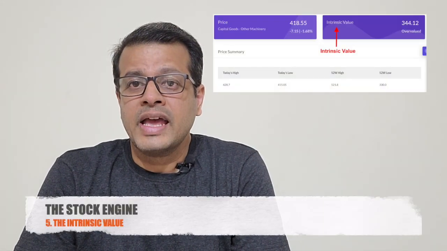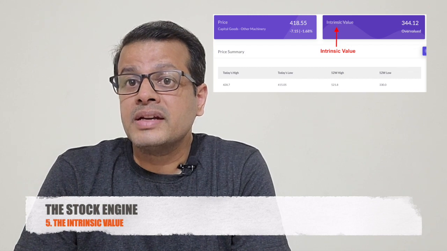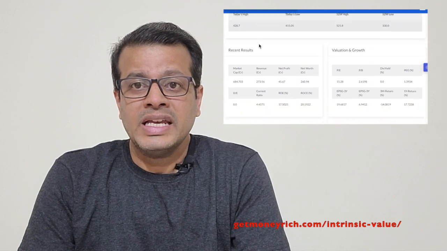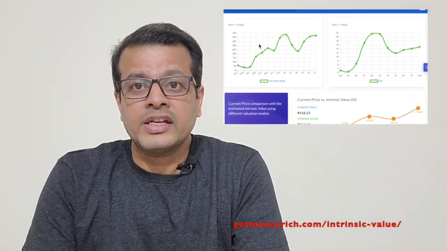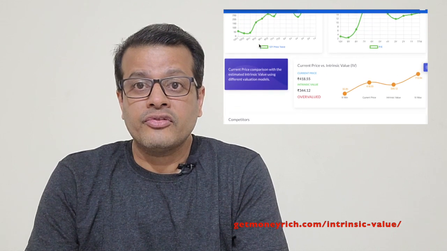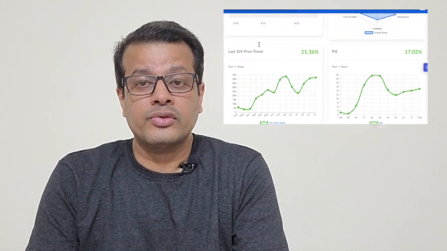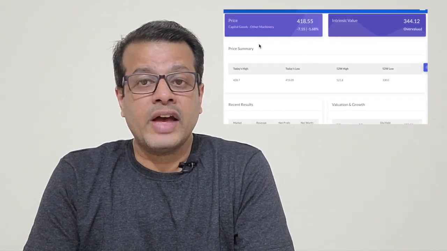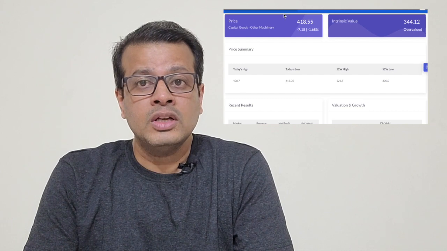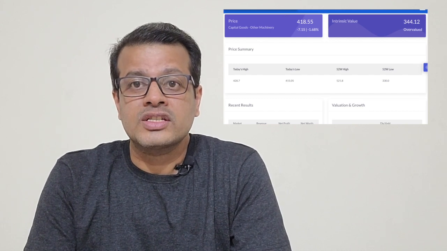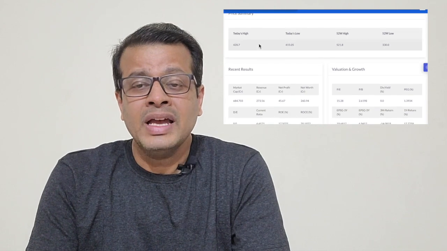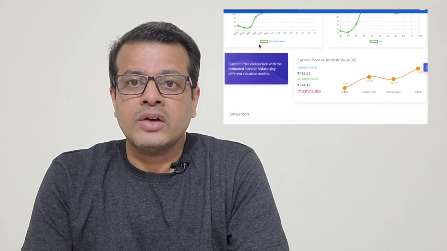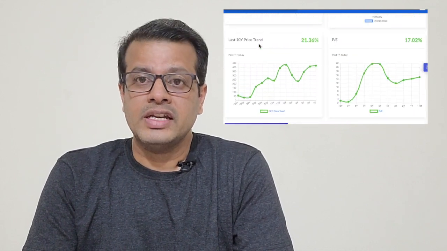This stock engine has been designed mainly to estimate the intrinsic value of the stocks. The intrinsic value estimation is done using several financial and mathematical models. The financial models can be discounted cash flow model, residual income model, absolute P model, net current asset value model, Ben Graham's model. So these financial models are used to estimate the intrinsic value. We have also used some mathematical models where the price trend and the trend of the P of the company is used to estimate the intrinsic value.